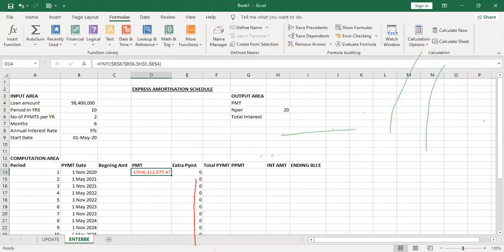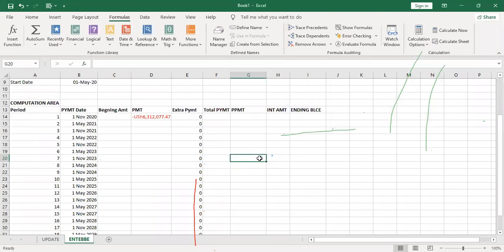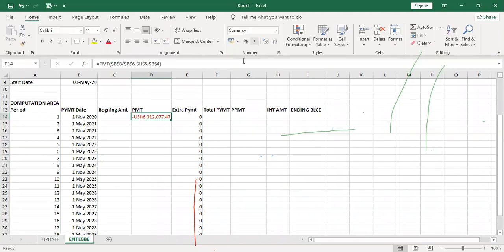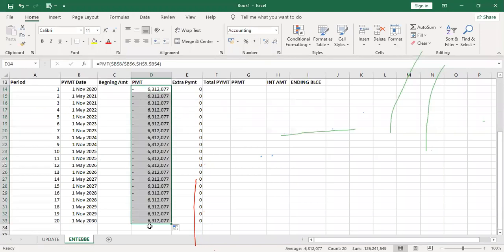So if I don't want the dollar symbol, I'll click outside on this cell. Outside the cell, then I will go back and click on the cell, click on the Home tab, and then I will click on the comma style under Number. Press the cursor on the autofill icon, and then I run. Is it okay now?